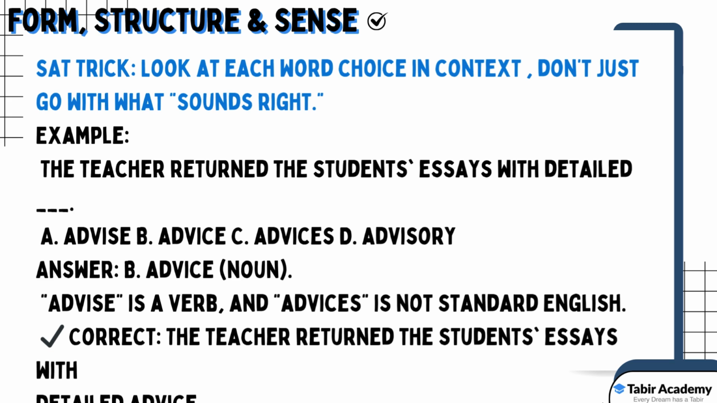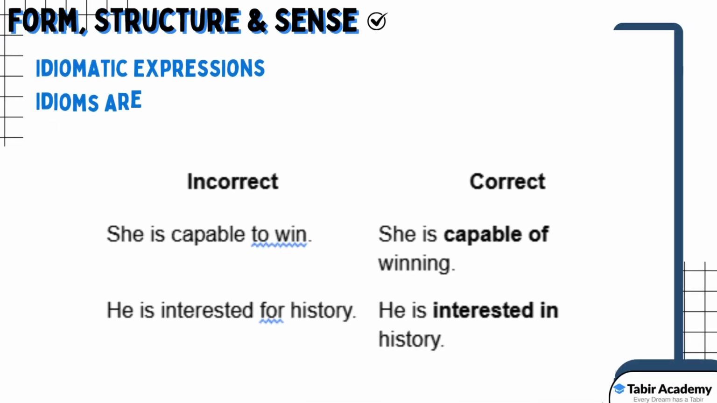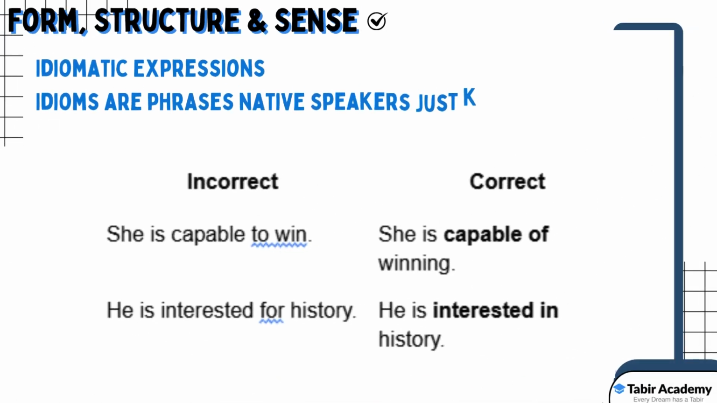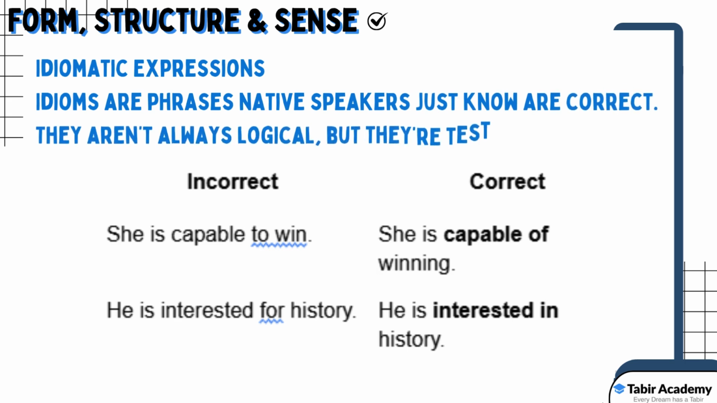Then you have to also be careful about the idiomatic expressions. Idioms are phrases native speakers just know are correct. They aren't always logical, but they are tested. So incorrect is "she is capable to win." Correct version is "she is capable of winning." "He's interested for history" is wrong. "He's interested in history" is correct.